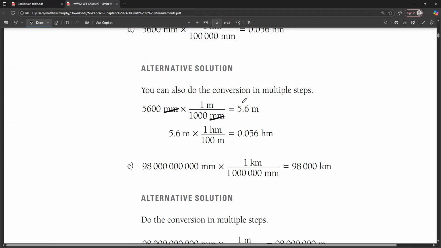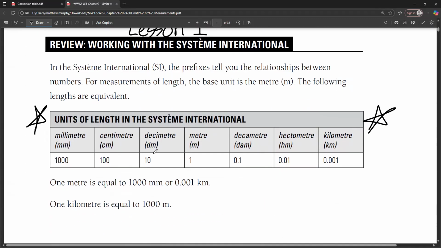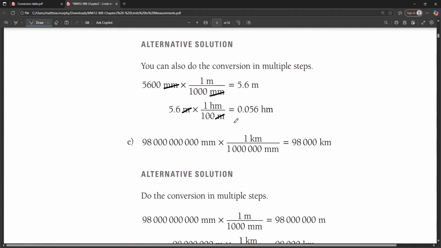Then they take this, put it here, and they want to turn it into hectometers. So meters on the bottom this time, because you want to get rid of it. You want to be left with hectometers. 5.6 times 1 over 100, 0.056 hectometers. Okay, so this whole thing is based off of this table here. Okay, so it's all based off of the meter. And if you do it in steps, then you'll be able to use that table.